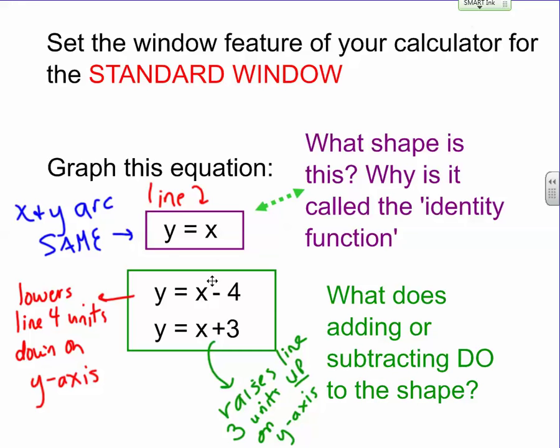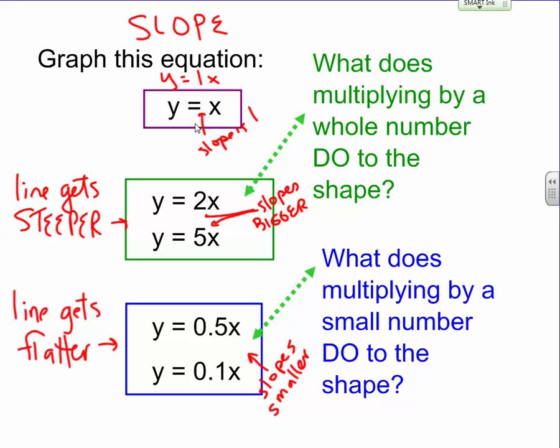And then we investigated, what if we have that same identity function, but then we subtract 4? Or we have that same identity function, but we add 3. And what you found is that when you have y equals x minus 4, it's the same line, but the entire thing is lowered 4 units on the y-axis because we subtracted 4 from x to get y. And when we added 3, the entire y equals x line was raised up 3 units on the y-axis because we added 3.